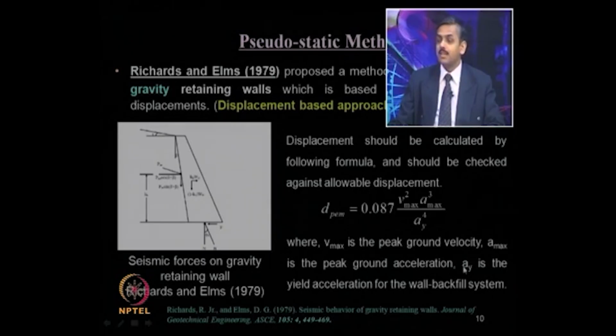So, A y gives us that limiting or threshold value of acceleration at which the factor of safety equals 1. That is known as yield acceleration. So, how to estimate that? As we know, the factor of safety against sliding is the stabilizing force with respect to sliding divided by the disturbing force.